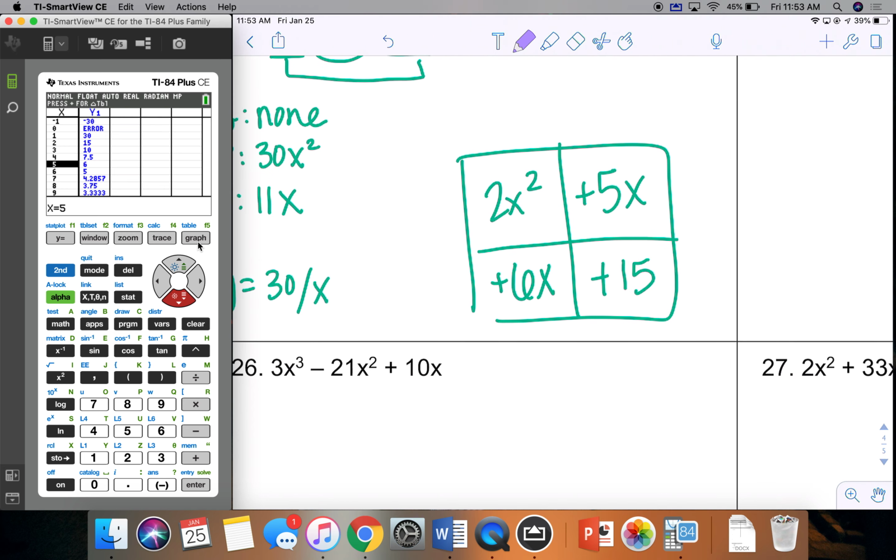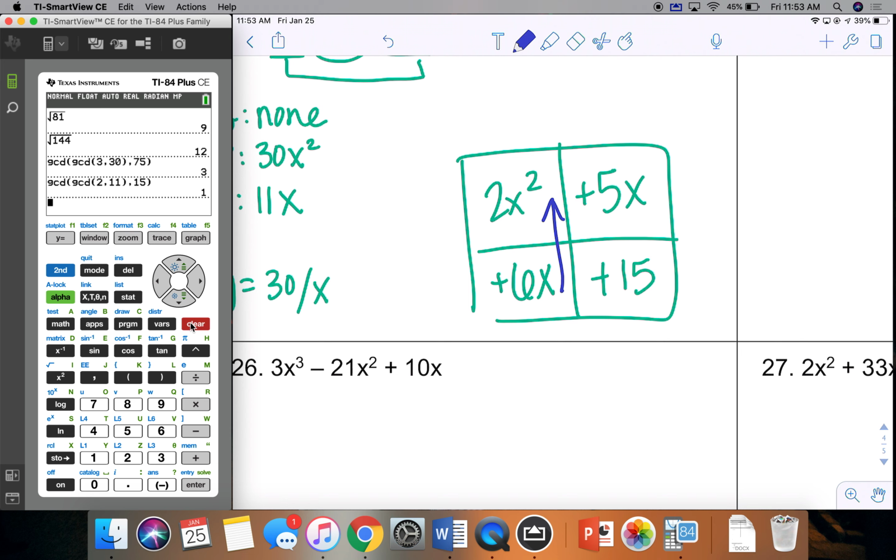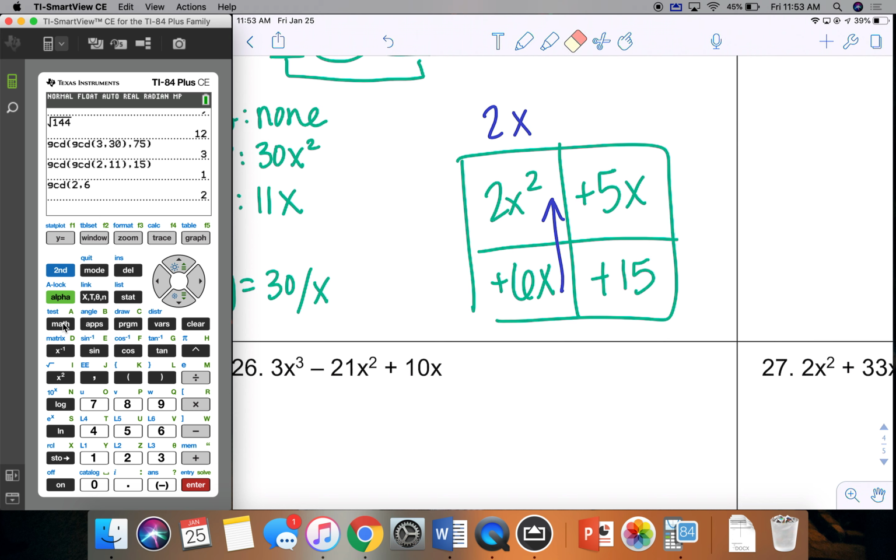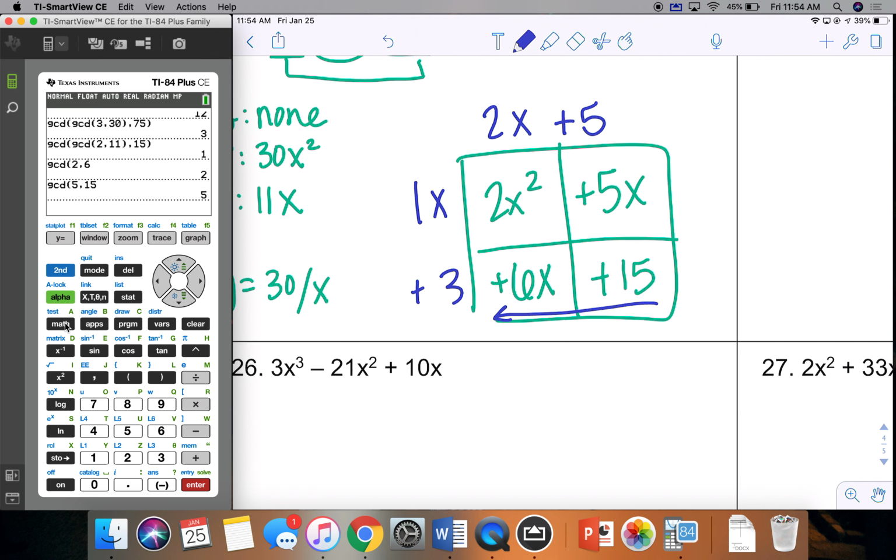And then to finish out the box, I'm going to take out my GCFs. So 2x² and 6x. If you're not sure about the numbers, you can do math number 9 between 2 and 6. My GCF is a 2, and they both share an x. 5x and 15, again, if you're not sure, math number 9, 5 and 15 share a 5, but not an x. 2x² and 5x, 2 and 5 share a 1 and an x. 6x and 15 share a 3.